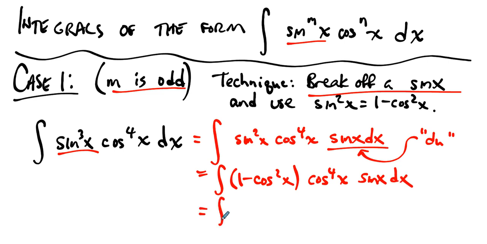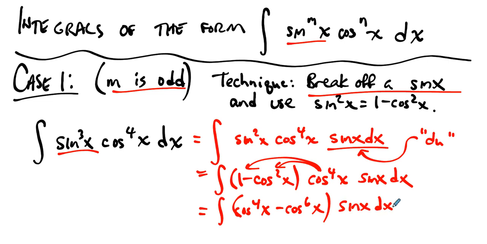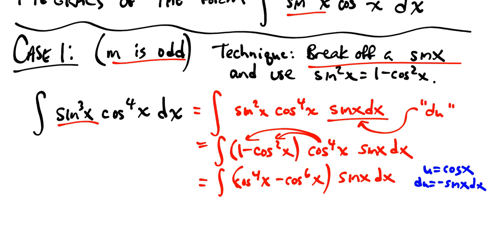Because now, distributing, now we're in a scenario where we can do a u substitution. We would do a u substitution where u is cosine x. I don't want it to be cosine x? Well, that's too bad. And du is negative sine x dx. And that means that this integral is negative integral u to the fourth minus u to the sixth du.